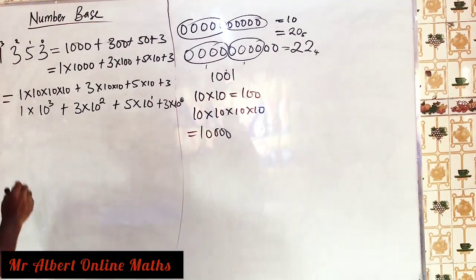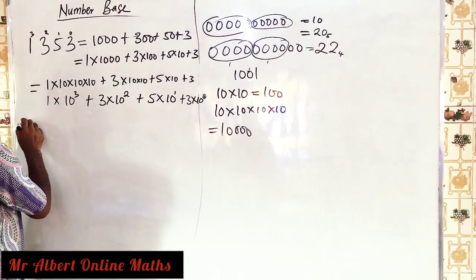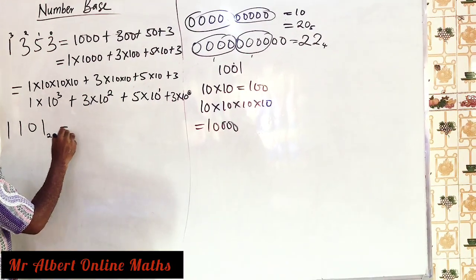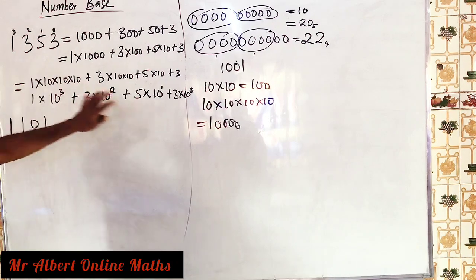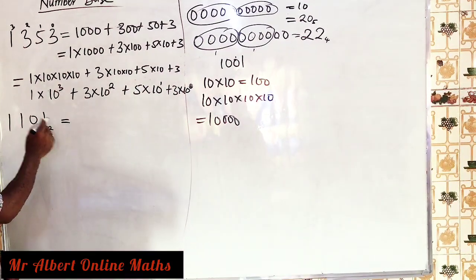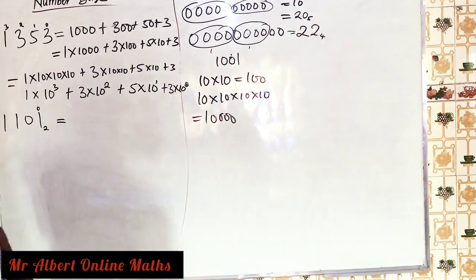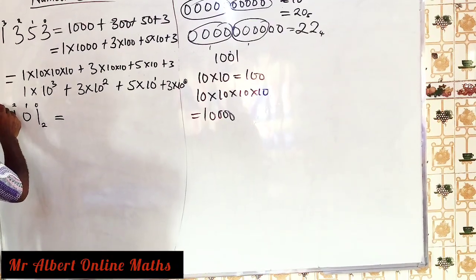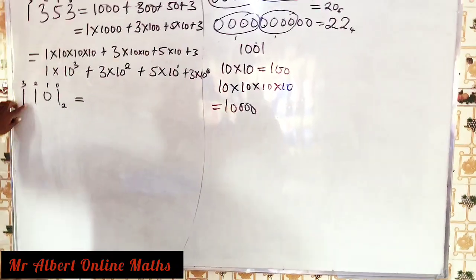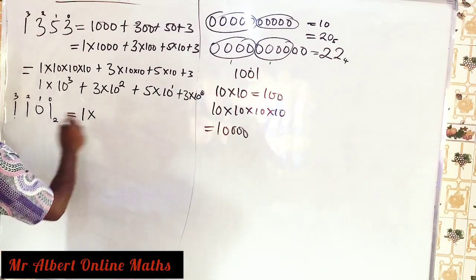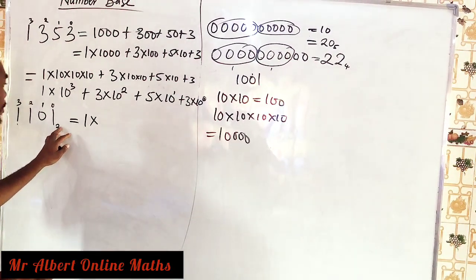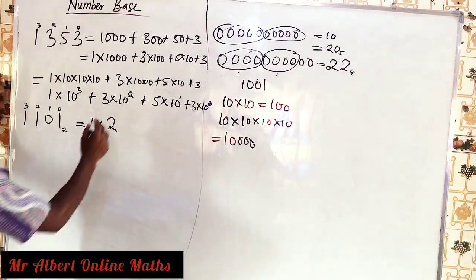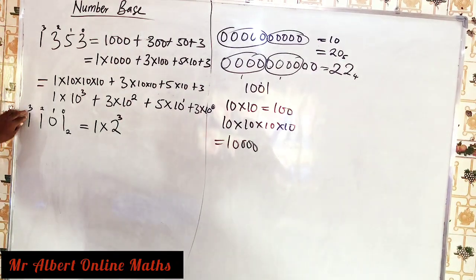What are we going to do if we are asked to change a number like 1101 base 2 to base 10? We follow the same pattern. The first one is what? 0. Always start counting from 0. The second one, 1. The third one, 2. And the fourth one, 3. The first digit, which is 1, times the base raised to the corresponding power. What is this power? This one is raised to 3. So you raise the base to the power you have.